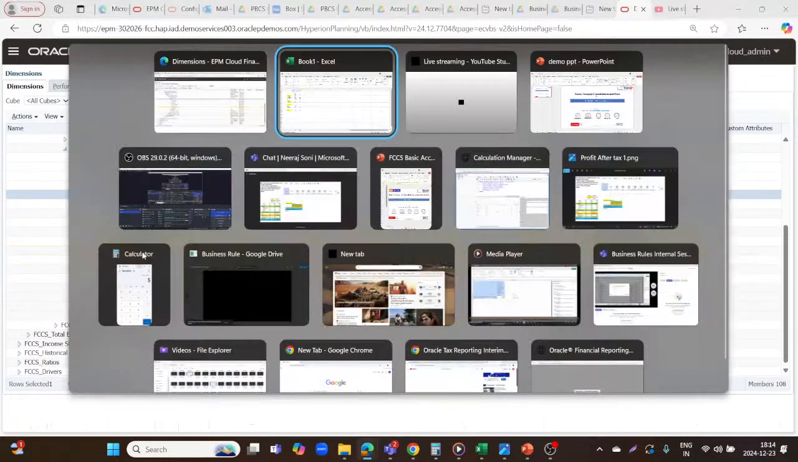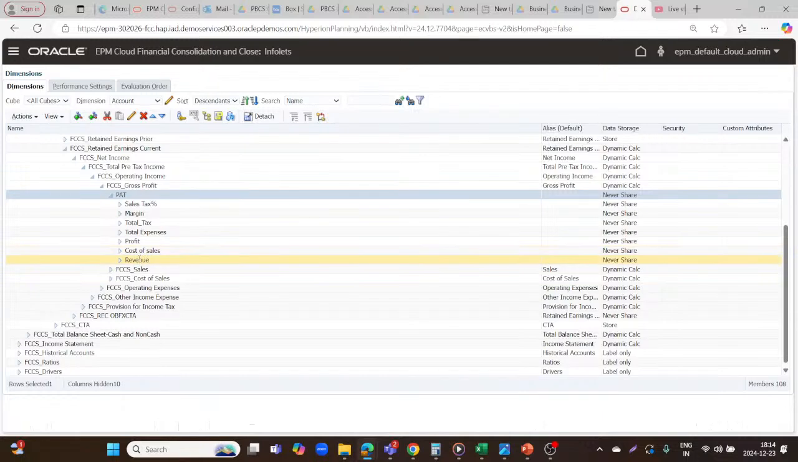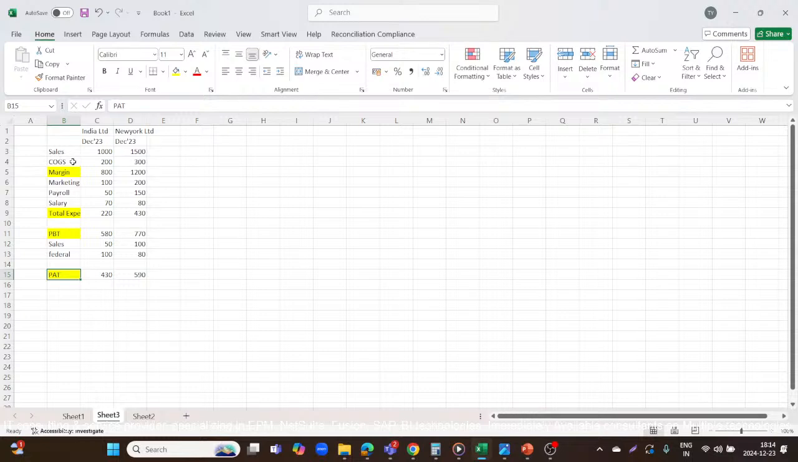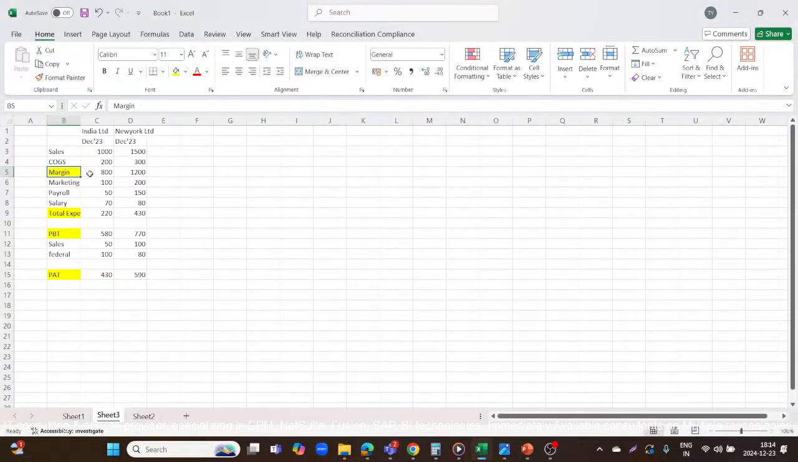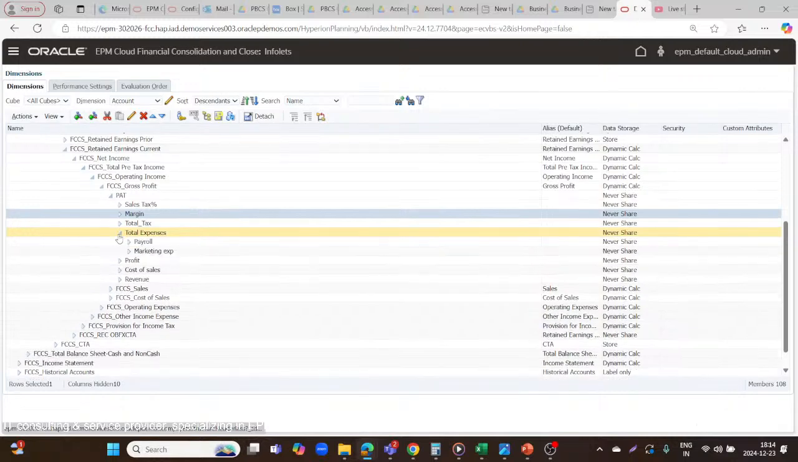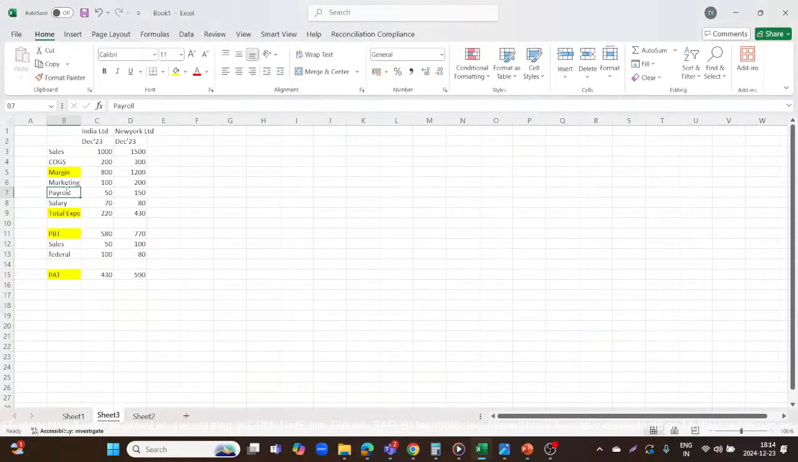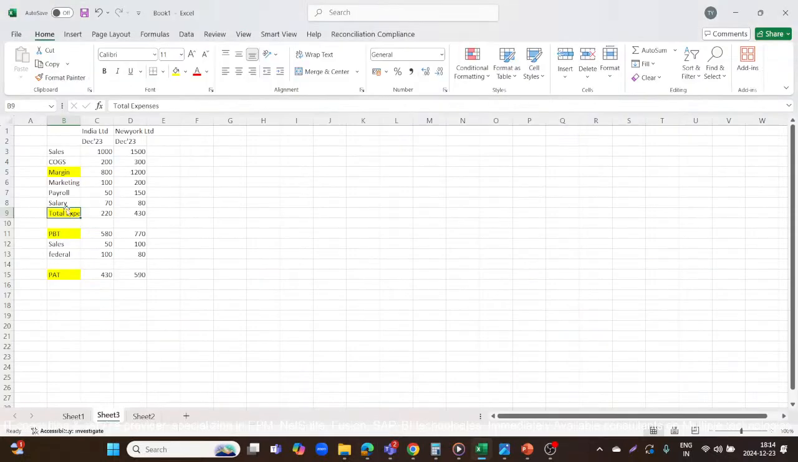I have replicated those accounts. As you can see, sales and cost of goods sold. So I have revenue and cost of sales. When you subtract revenue and cost of sales, you'll get margin. So I have created this margin account. Then you have these expenses as marketing, payroll, and salary. So I have created under total expenses these two expenses as payroll and marketing. Then there's a total expense account, the sum of those two expenses.